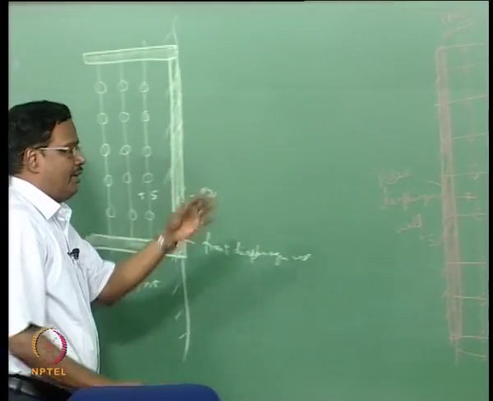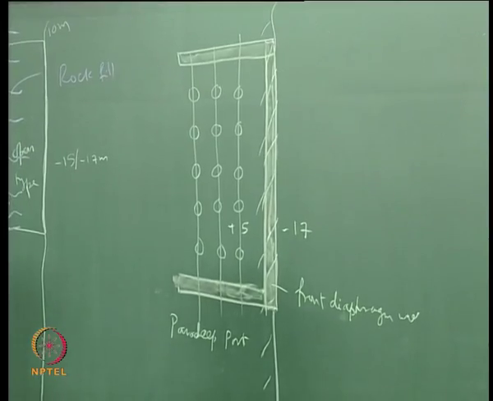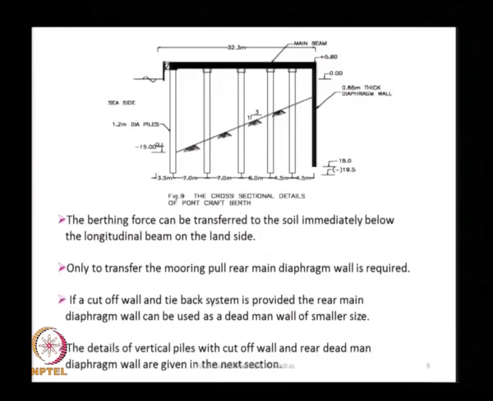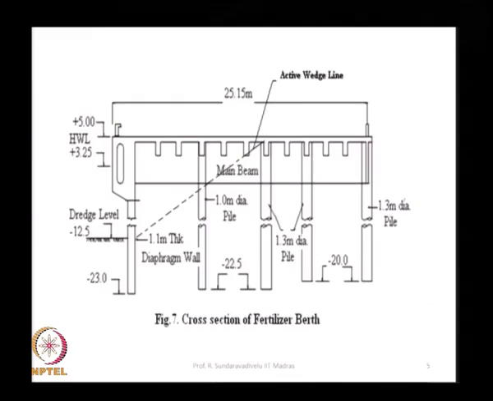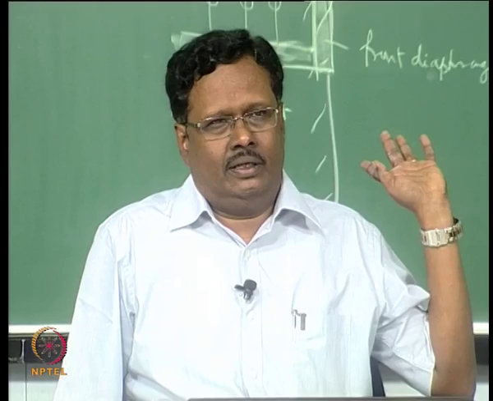Out of these three concepts, which will be better? What is done in Chennai Port, or what is done in Paradip Port, or what is done in JNPT, which will be better? That is what is done in Paradip Port.